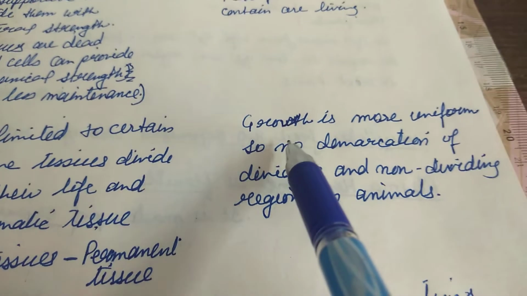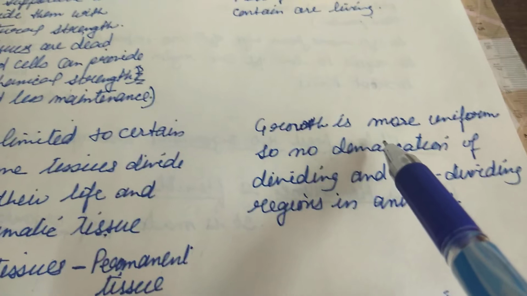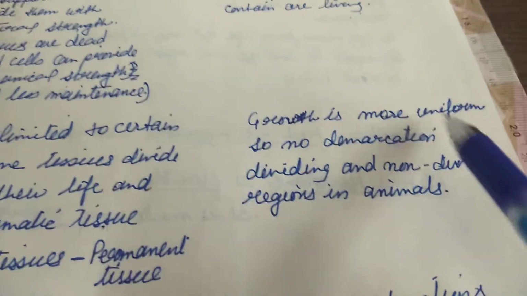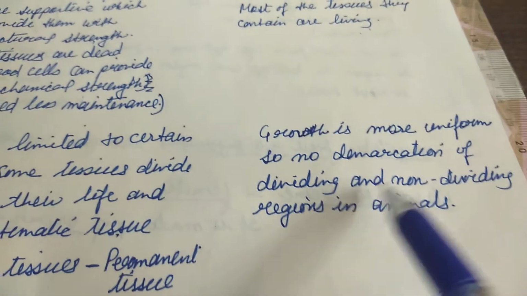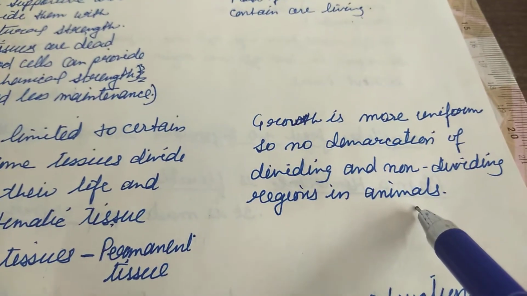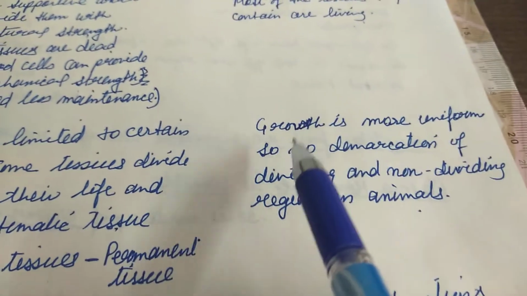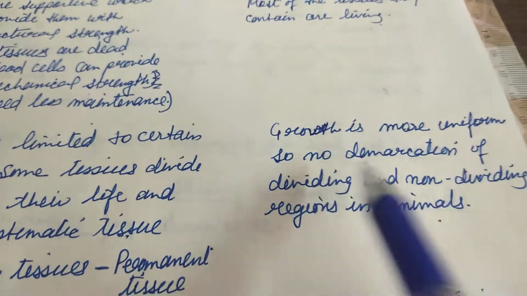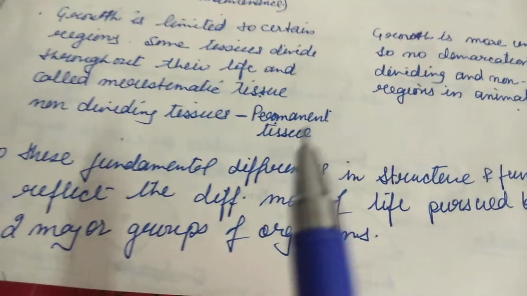And in the case of animals, growth is more uniform. We have not seen any animal that grows lengthwise or widthwise. It is more of a uniform growth. So there's no demarcation of dividing and non-dividing regions in animals, right? It grows in all directions, so it's more of a uniform growth. So that's why there's a difference in the tissues, right?